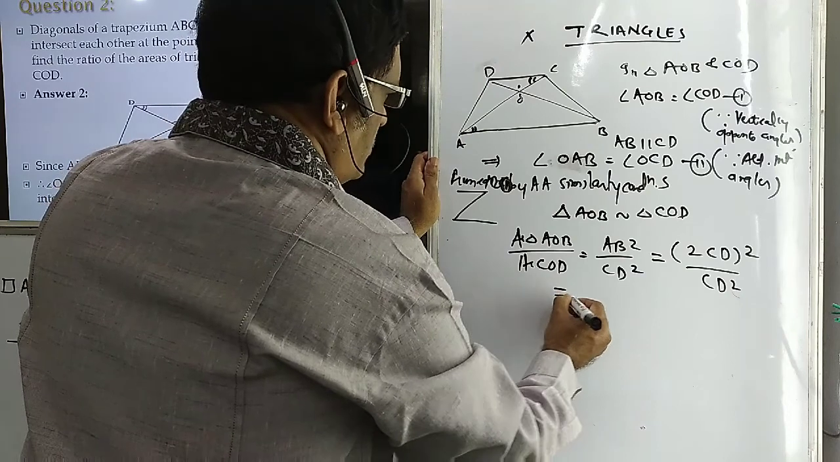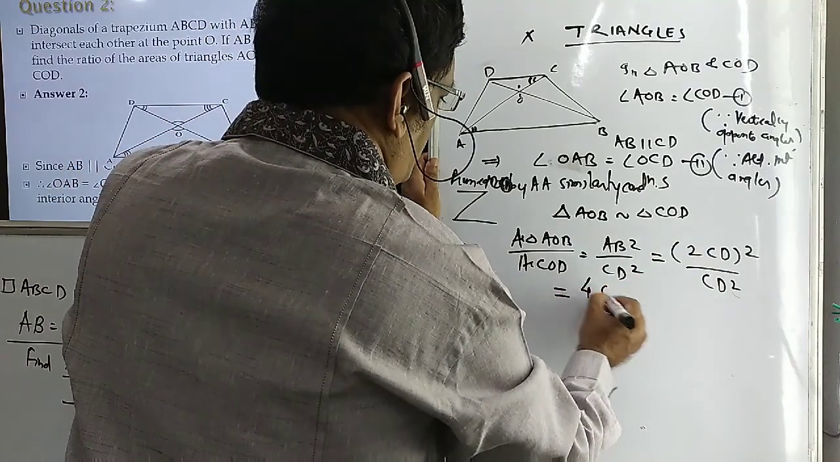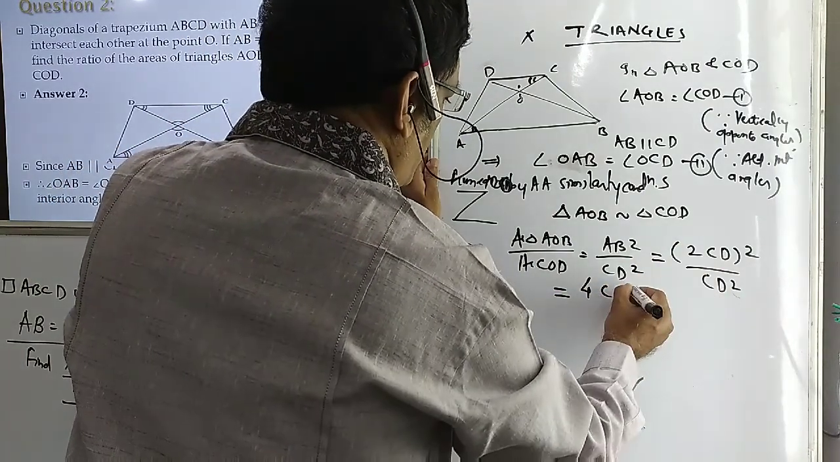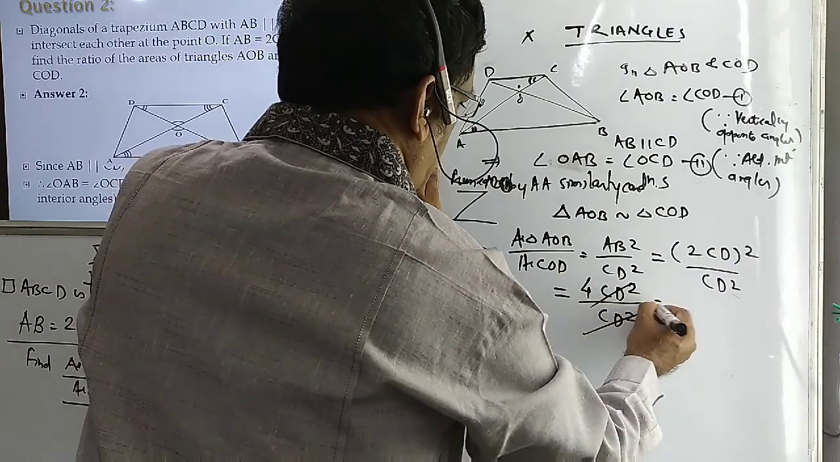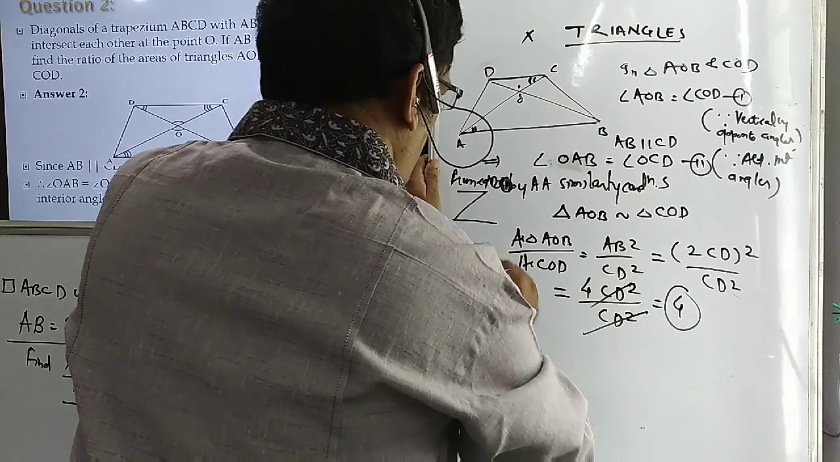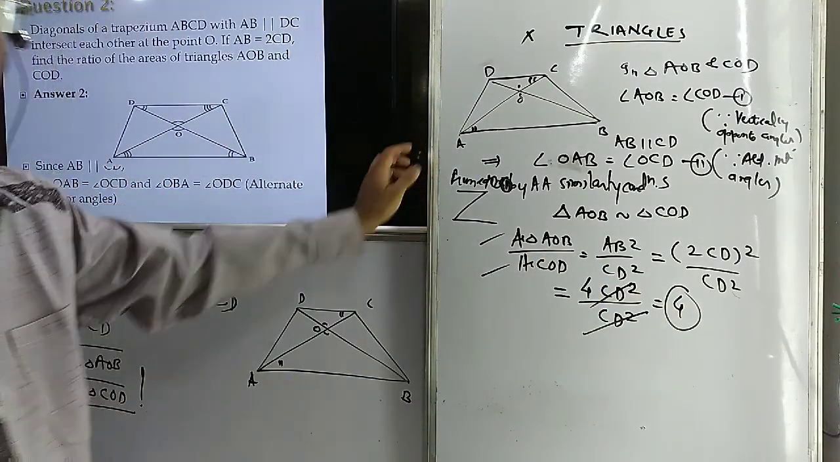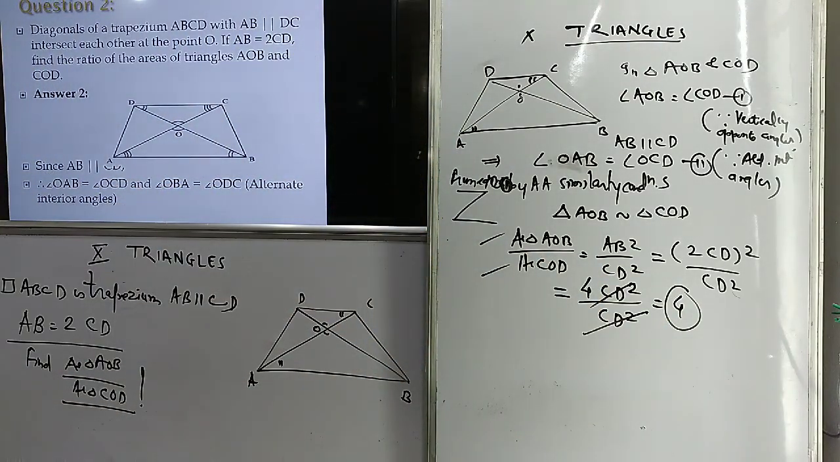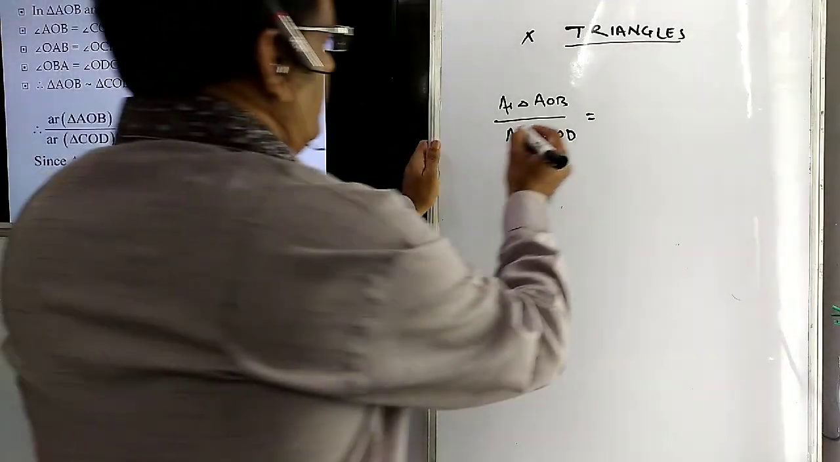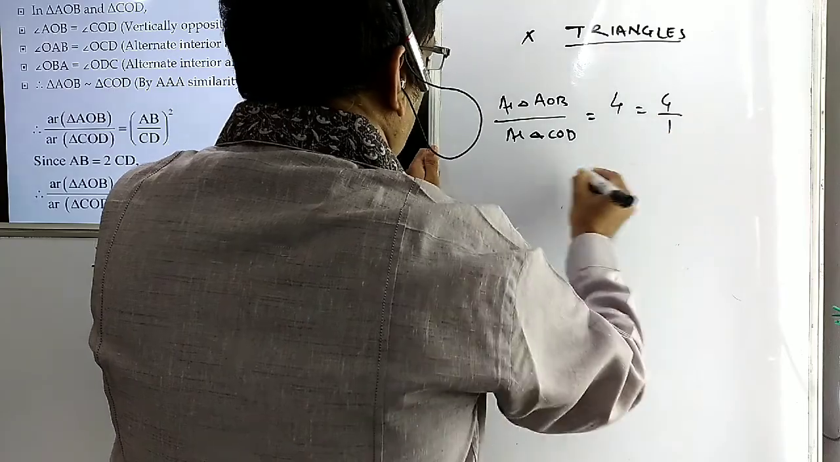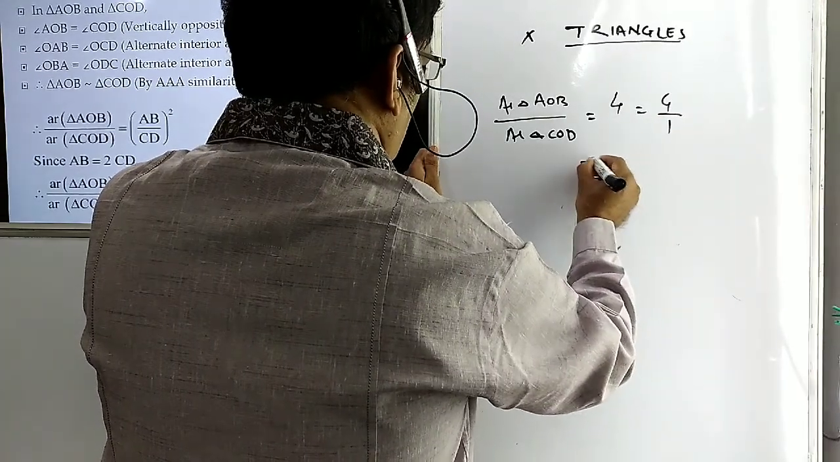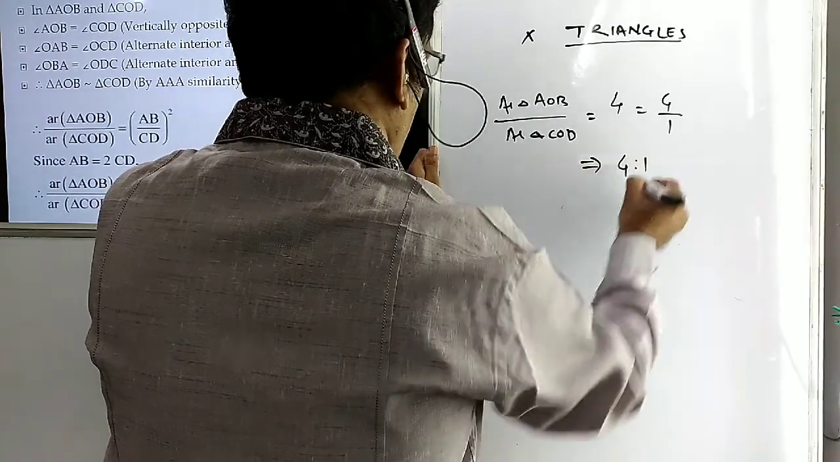Now 2 CD whole square is equal to 2 into 2 square, that is 4, CD square, and CD square gets cancelled. It means the ratio of areas of these two triangles is equal to 4, that is 4 by 1. So this ratio is equal to 4:1.